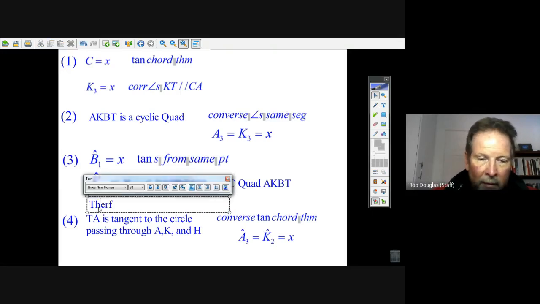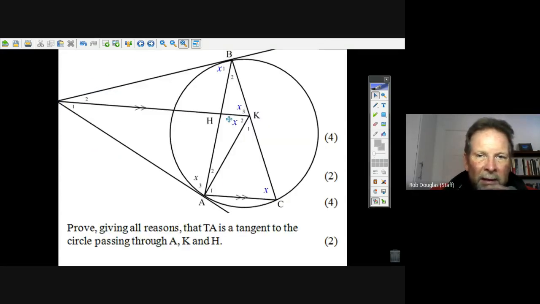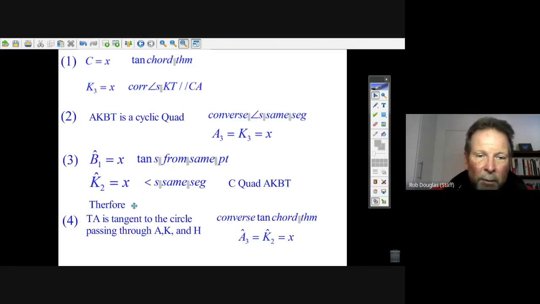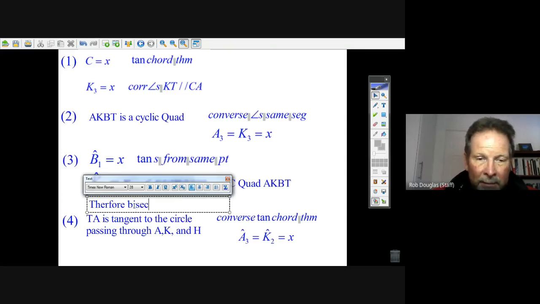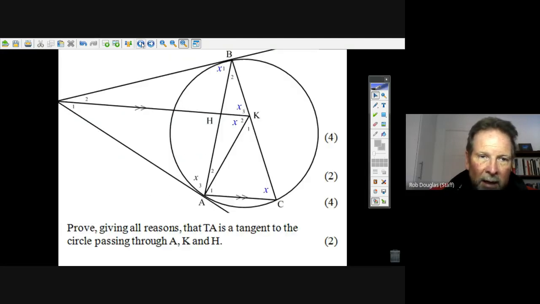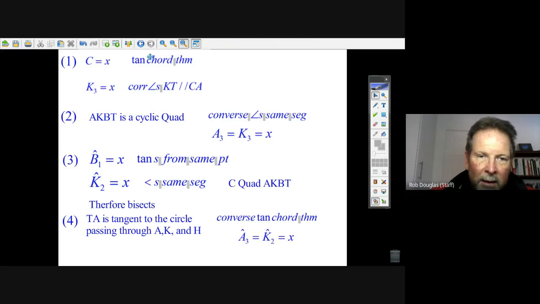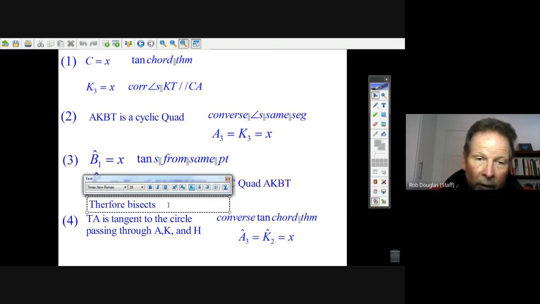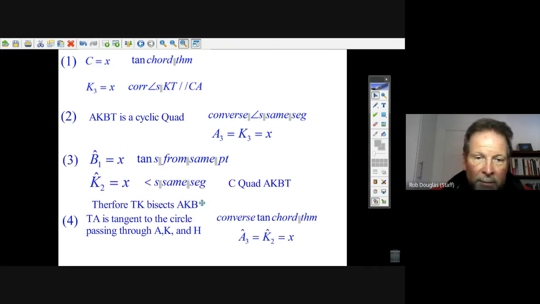therefore what? Therefore, that line there, TK bisects AKB. That's what we were supposed to prove, that it bisects. Therefore, TK bisects AKB. That's what we were trying to prove.